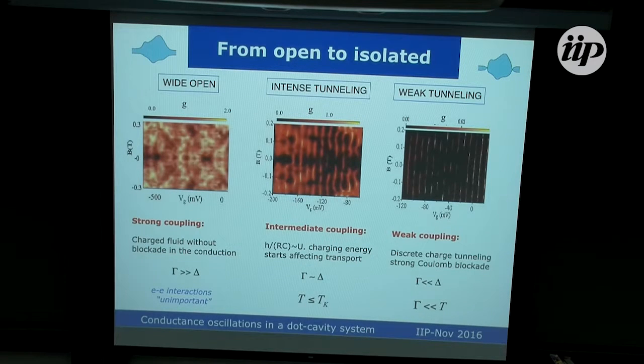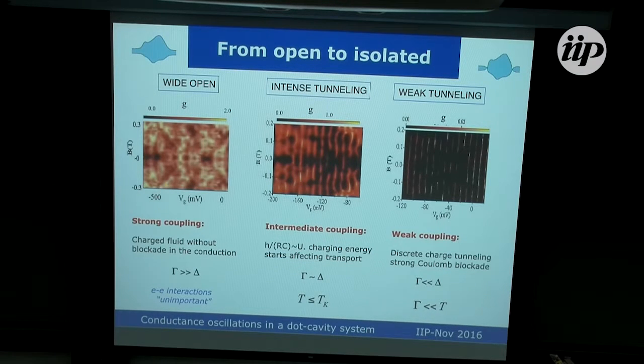And so for that, let me explain more what I want to say. What I have been discussing with you so far, and so far no spin was at play, but it will come, was this situation where I have a wide open system. So a quantum dot is very strongly coupled to the external world. And then you have all these fluctuations. This color code refers to the conductance in units of e squared over h, or 2e squared over h, I don't remember. This is the perpendicular magnetic field, and this is a gate that basically will vary, let's say, the Fermi energy, if you wish.